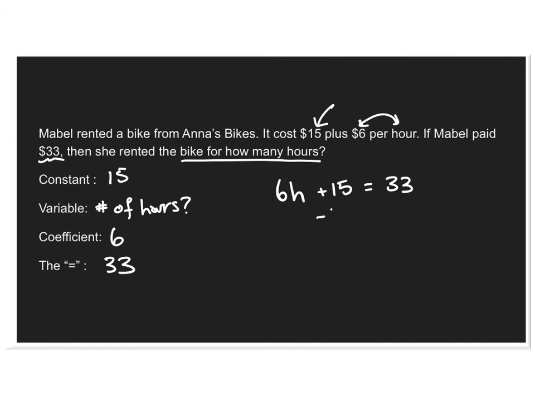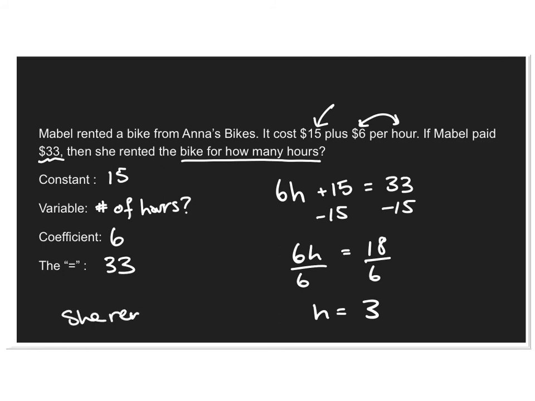And now we can solve. Subtract 15, and that equals 18. Divide by 6, divide by 6. So H equals 3. So she rented it for 3 hours.